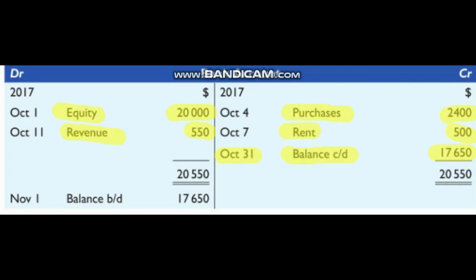Now, what do we do with the balance CD? This balance carried down is forwarded to the following month. And as you can see here, November 1st is the following month, and here you have a balance BD, which means balance brought down, which is the balance brought down from the previous month. So where did this value come from? This value came from the previous month's balance CD. And this is how you can balance a T account.